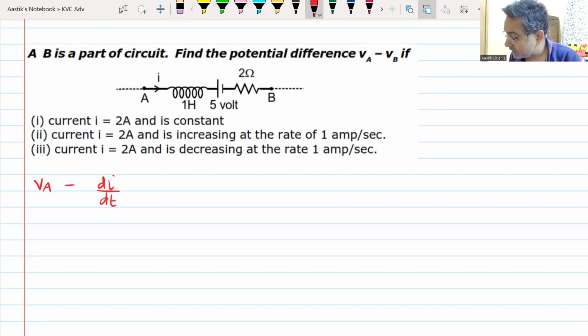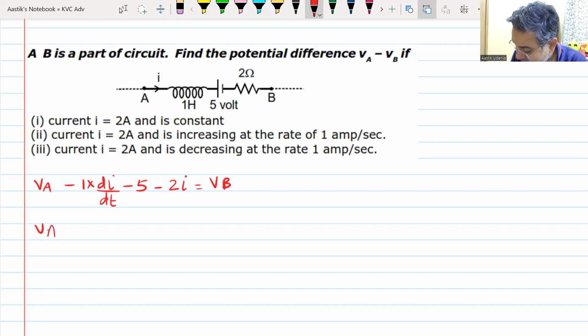Everyone has forgotten this. Well done. That is expected from you. So L is 1. I move across the battery, from the positive terminal to the negative terminal. Potential drops, so it is minus 5. Then I move across the resistor. The value of the resistance is 2, so minus 2 into I is equal to VB. I hope you understand this. Yes or no? Yes. Thank God.